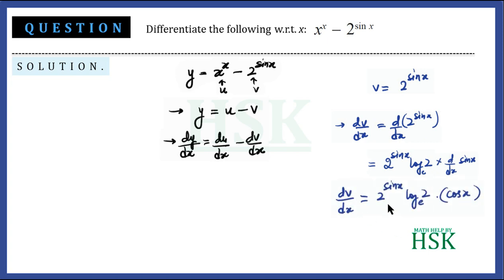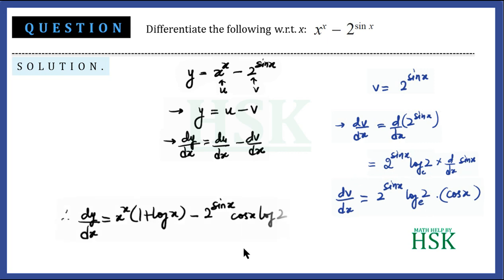So dv upon dx is equal to 2 raised to the power of sine x into log 2 base e into cos x. So all we have to do now is place the values of du upon dx and dv upon dx, which have been calculated, to get the required answer. So dy by dx is equal to x to the power of x into 1 plus log x minus 2 raised to the power of sine x into cos x into log 2, and it is understood that the base is e. So this is my required answer.